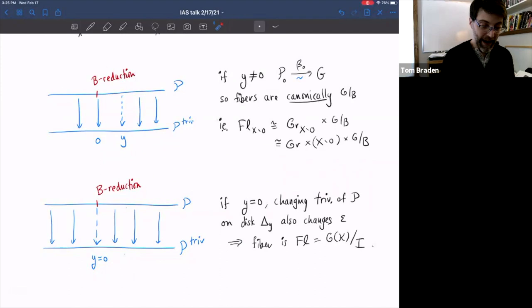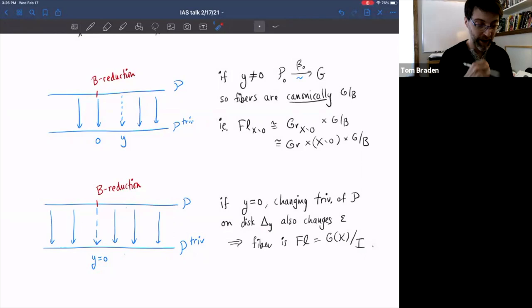And now if I change the trivialization of P on this disk around Y, that's also going to change the B reduction, and so in order to take this quotient up to isomorphism, you can only do that if the B reduction stays put, which in effect means that you're only going to take the quotient by Iwahori elements rather than all of G of O. So the fiber over zero is the affine flag variety.